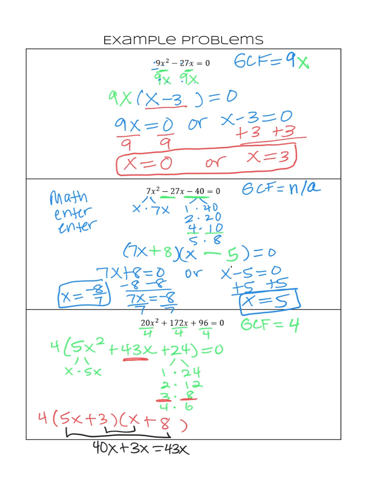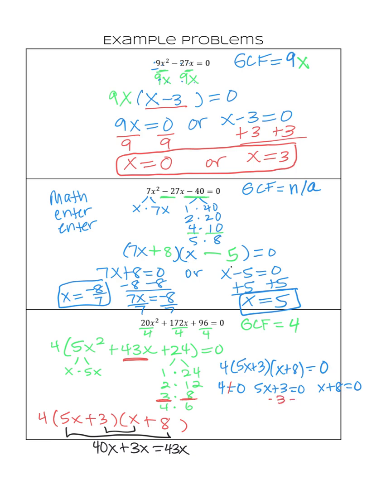Okay, now we can go ahead and solve this equation. So we have 4 times 5x plus 3 times x plus 8 equals 0. We're going to apply the zero product property to all three factors. So 4 could equal 0, 5x plus 3 could equal 0, and x plus 8 could equal 0. Looking at that first equation, 4 equals 0, that's actually not true. So that means 4 doesn't affect our solutions.